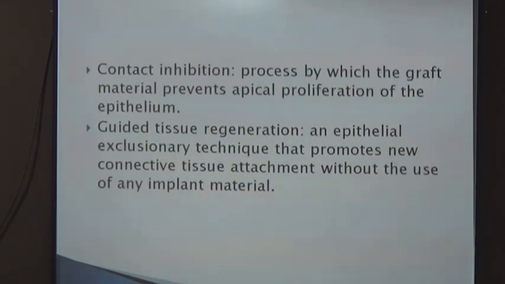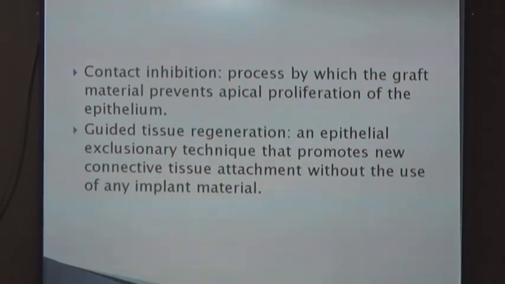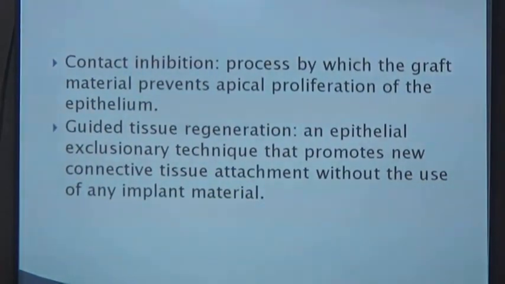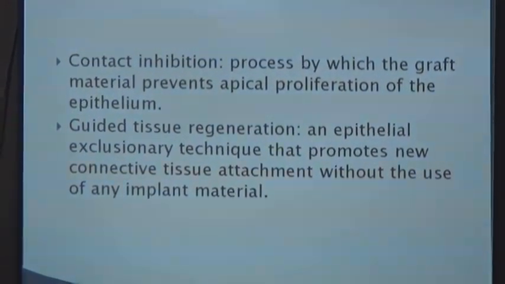Then contact inhibition: the process by which the graft material prevents apical proliferation of the epithelium. Inhibit means it prevents contact, that is contact inhibition. Sometimes you will do graft plus GTR together, for contact inhibition, okay. Guided tissue regeneration is an epithelial exclusionary technique that promotes new connective tissue attachment without the use of any implant material. There the graft is not needed, okay.